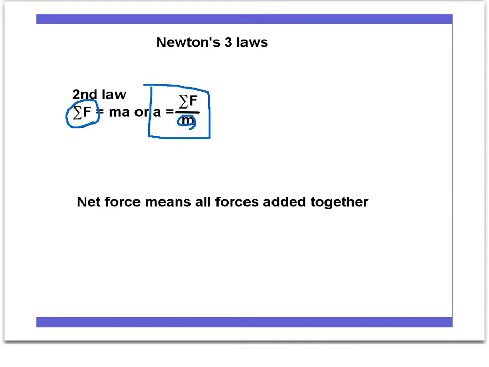Net force, of course, means all the forces are added together. So if we have a free body diagram here, here's the centre of mass of an object. If the net force were to equal zero, all the forces would have an equal and opposite partner, and they're all balanced there. So their net force equals zero.